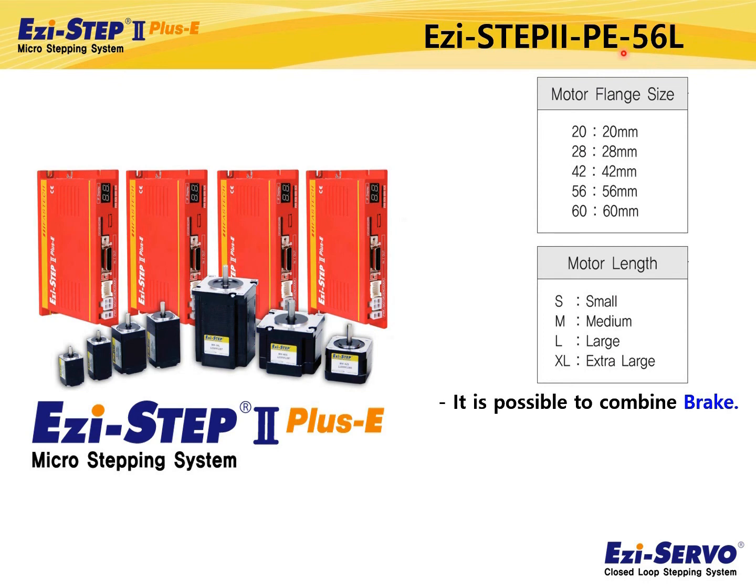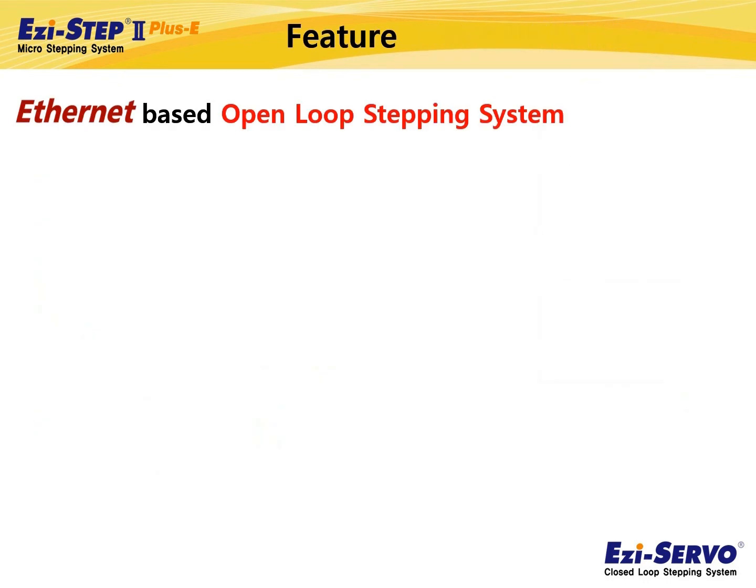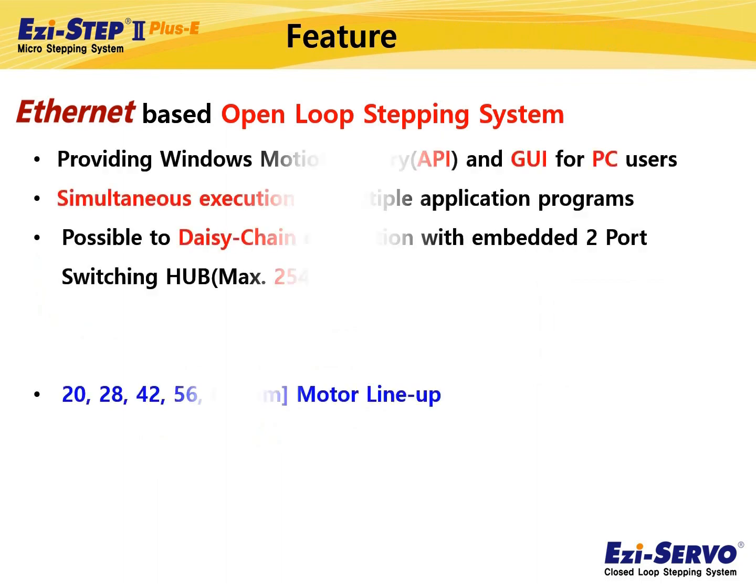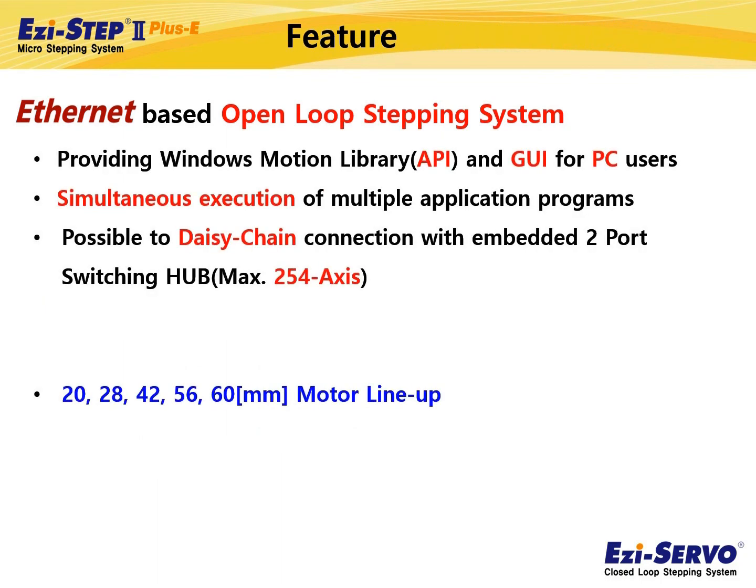Brake can be combined from 42mm size motor. It has features in common with the other Fastech closed-loop stepping system Ethernet product mentioned before. The difference is that it's an open-loop stepping system without an encoder, so when checking the current position, it is substituted with the command position.